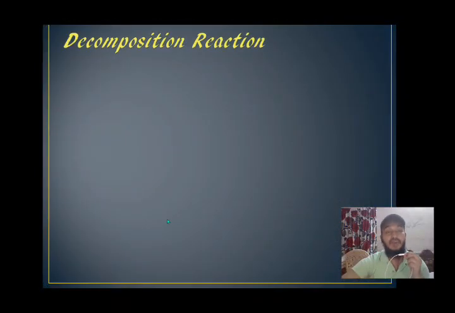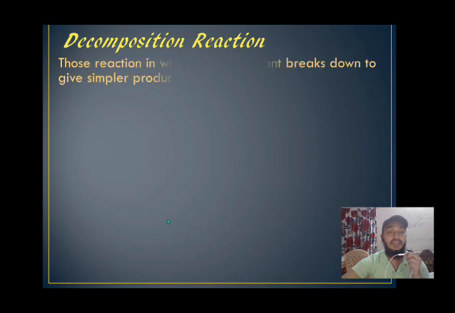So next, reaction number 2 is decomposition reactions. Those reactions in which a single reactant breaks down to give simpler products. A single reactant, which is a big molecule, breaks down and gives two or more simple products. Or we can say this reaction is the opposite of a combination reaction. Decomposition reaction is of 3 types.